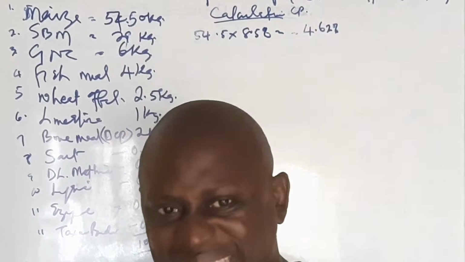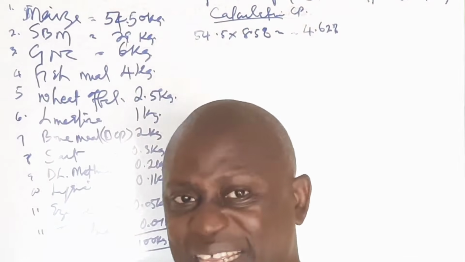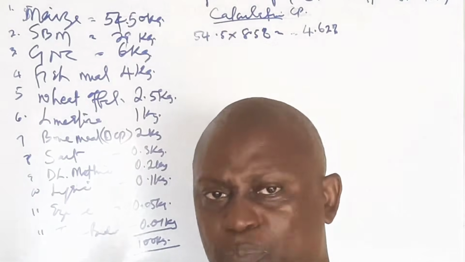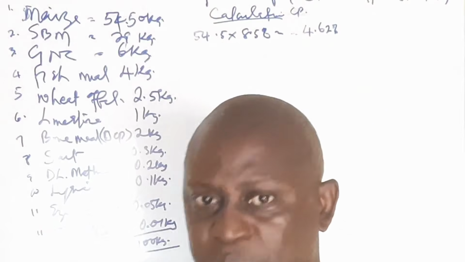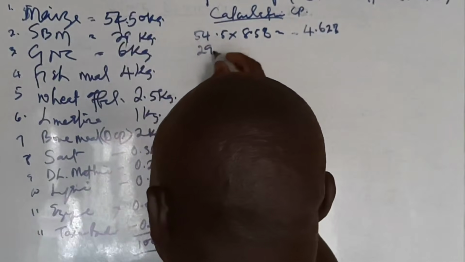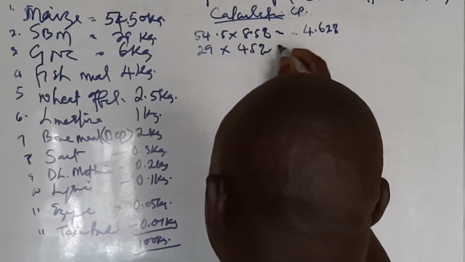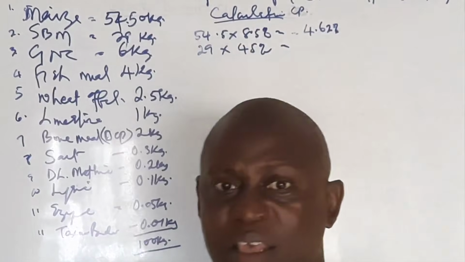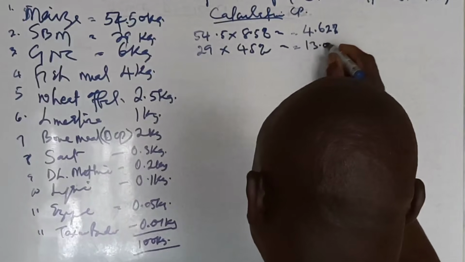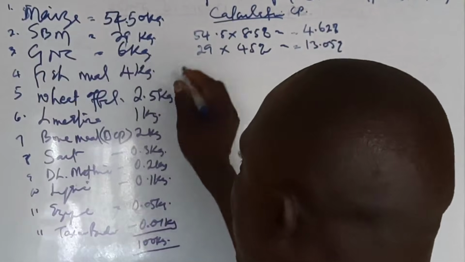Our next one is soybean meal. The quantity here is 29 kg. Then if you multiply 29 kg by the crude protein content of soybean, that will give us 29 times 45%. That is how to get it. That will give us about 13.05%.